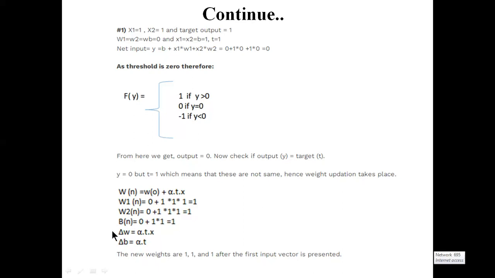Okay. So here delta w equals alpha into t into x, and delta b equals alpha into t. That means the change in weight is alpha into t into x, and the change in bias is alpha into t. After this calculation, you can see that the new weights are 1, 1, 1. Okay. Now this will be forwarded to the next step. So after the first input vector, the new weights we get are 1, 1, 1.